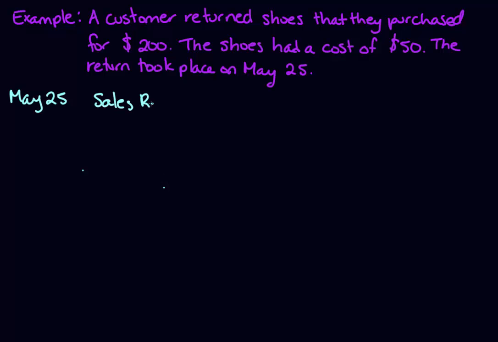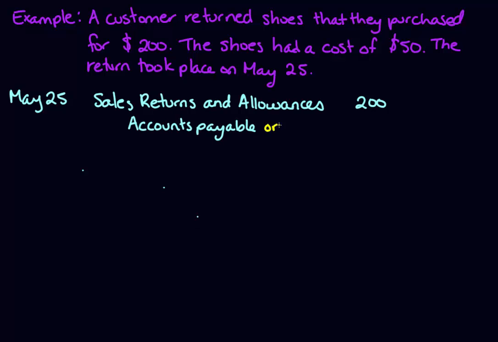The first journal entry is to record that we're receiving the sale back, and we owe the customer money or we'll give them cash right away. So we're going to say debit to sales returns and allowances and credit to accounts payable or cash if we're giving them money right away for $200.